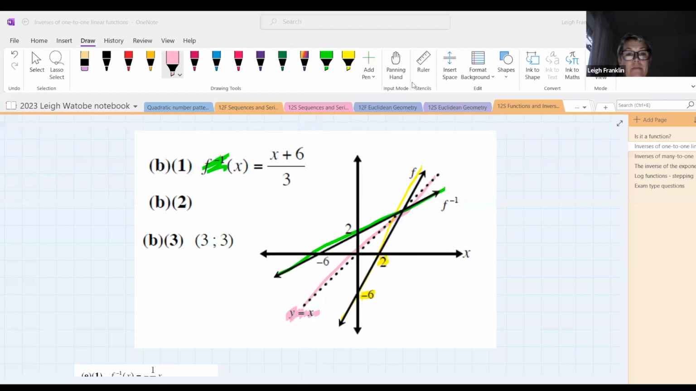Ma'am, I wanted to know the relationship between their gradients. Yes, sorry, between their gradients. Oh, okay, I see what you're saying.